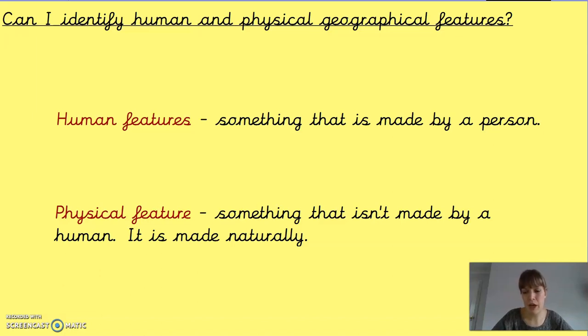On your wider curriculum overview, there'll be 2 activities explained. One of them will be sorting pictures into human and physical categories. Your second activity will be going for a walk and seeing if you can identify the human and physical features on your walk and write them down. I would really like you to do both activities.